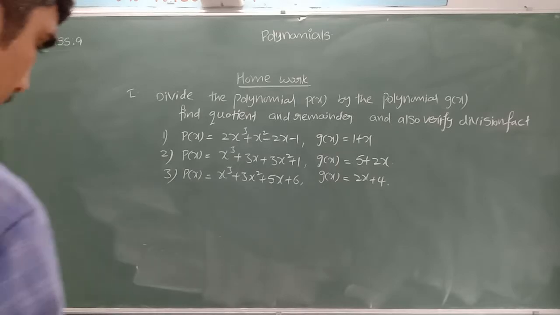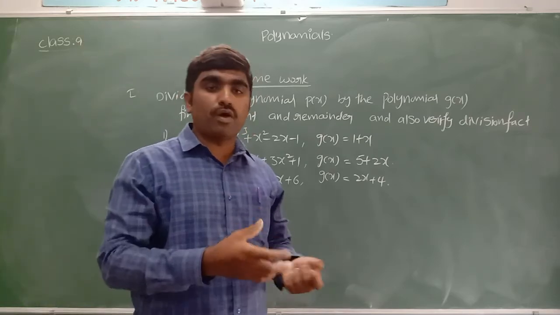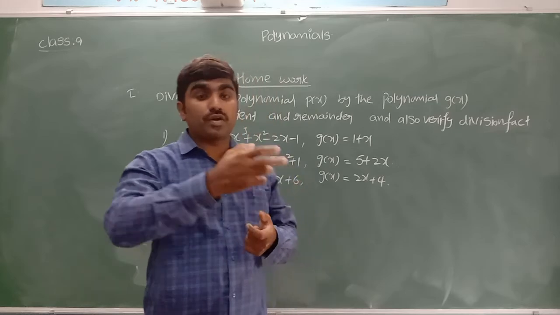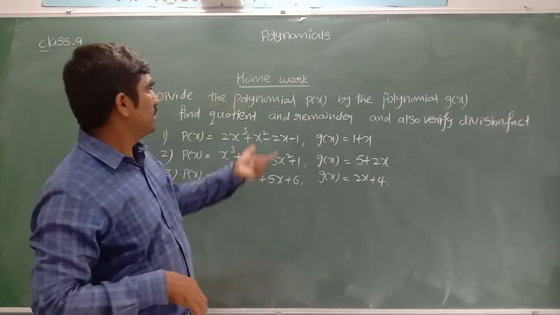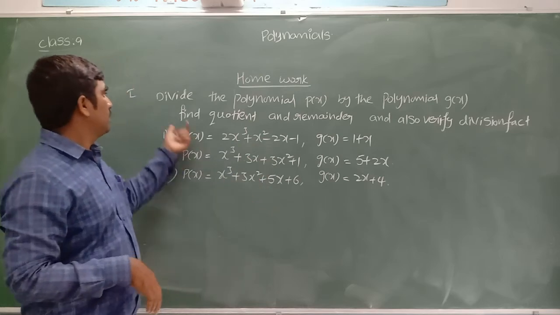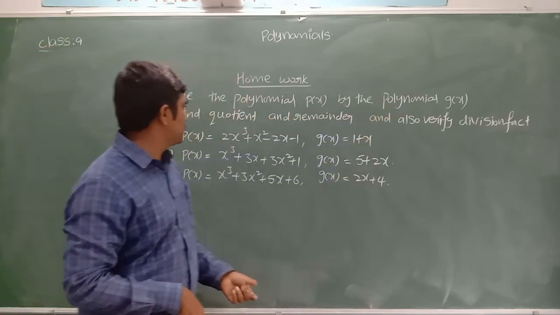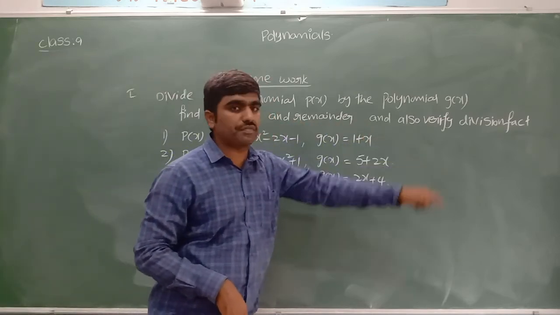Hope you understood what is long division of polynomials, and how we can divide a polynomial by another polynomial. When we need to start the division and when we have to stop the division, we know all these things. Now based on that, we can try this homework. They are asking to divide the polynomial p of x by the polynomial g of x, find the quotient and remainder, and also verify the division fact.